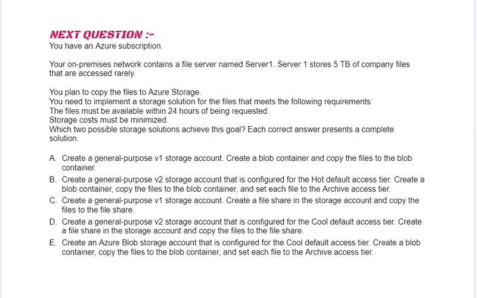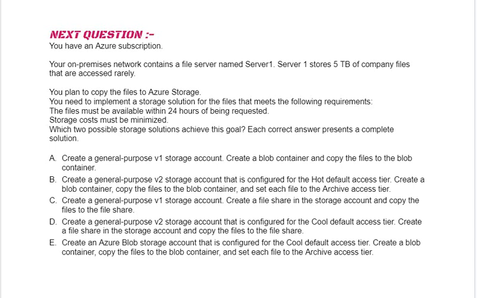Next question is, you have an Azure subscription. Your on-premises network contains a file server named Server 1. Server 1 stores 5 TB of company files that are accessed rarely. You plan to copy the files to Azure storage. You need to implement a storage solution for the files that meets the following requirements. The files must be available within 24 hours of being requested. Storage cost must be minimized. Which two possible storage solutions achieve this goal? Each correct answer presents a complete solution.